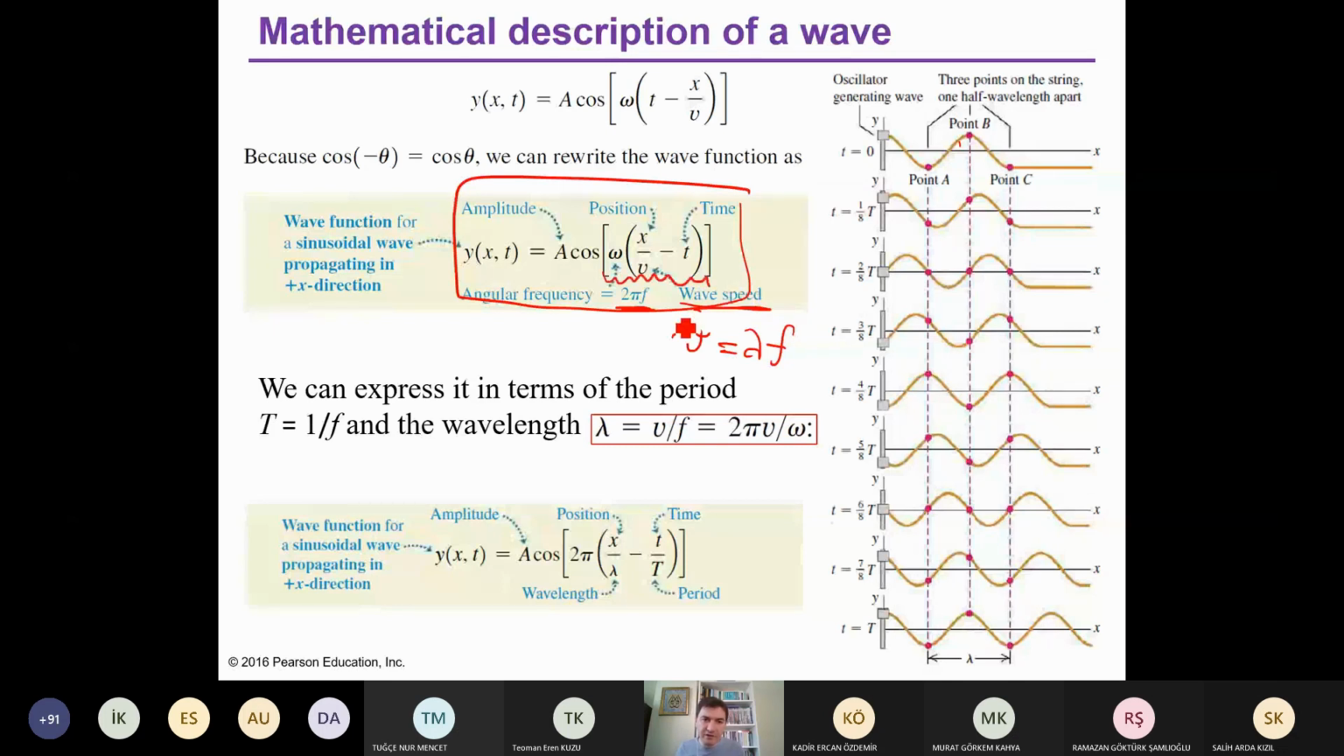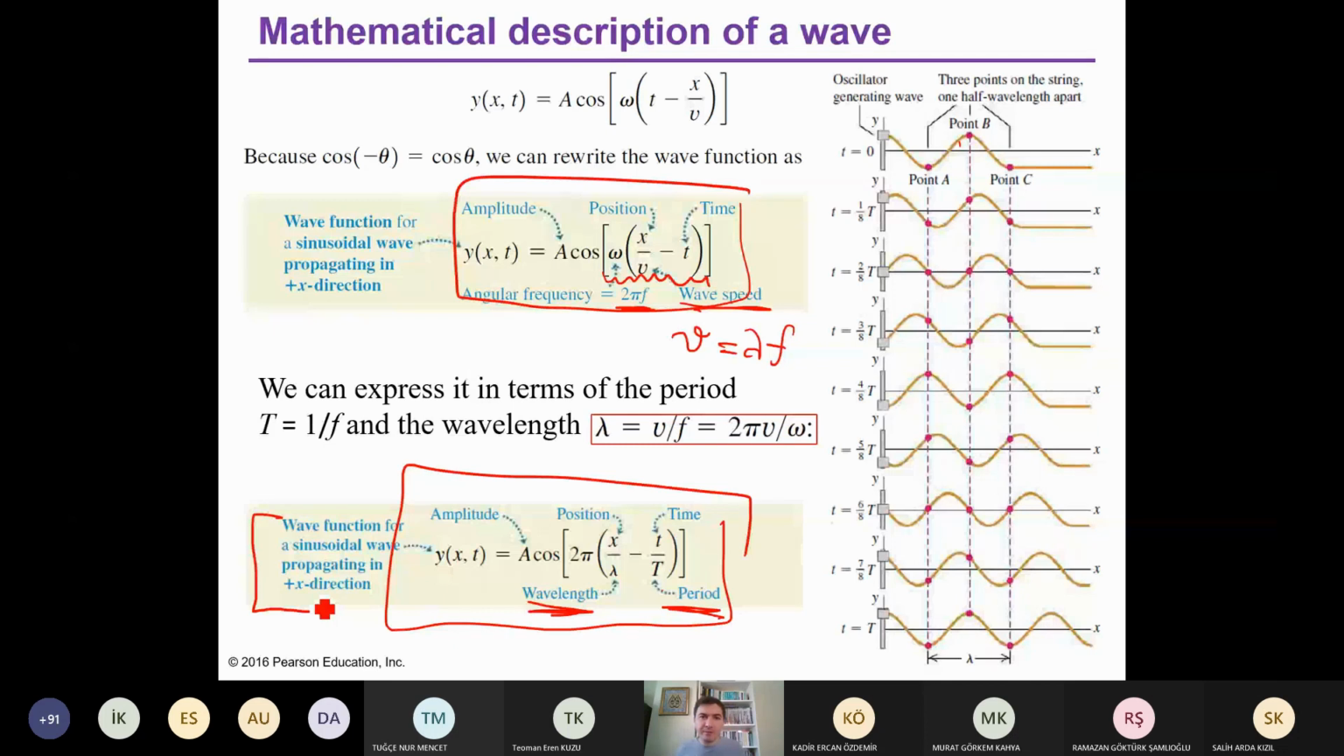2 pi x over lambda minus t over T. This capital T is the period. Lambda is the wavelength. Okay, so you can use both of them. They are the same. So this is the wave function for a sinusoidal wave propagating in positive x direction.